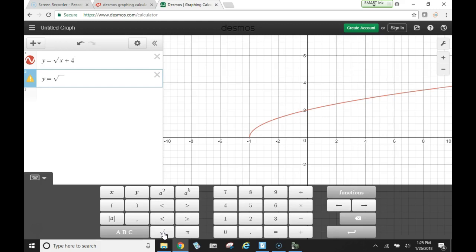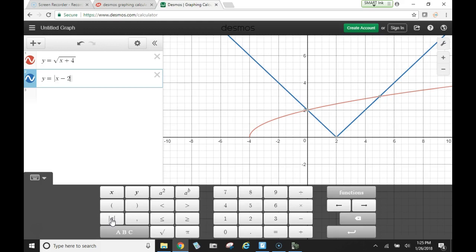And now I want to do y equals the absolute value. Oops, I didn't mean to do that. Y equals the absolute value. I'm going to grab that right here. Okay, and then I'll tell it the x minus 2. And that's what we had graphed before.